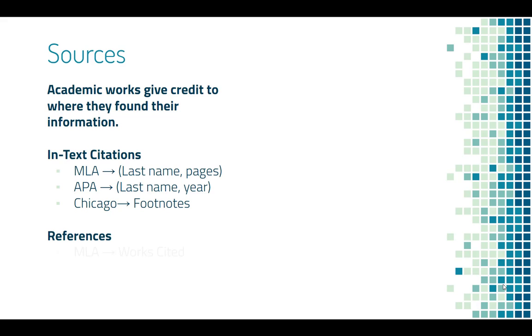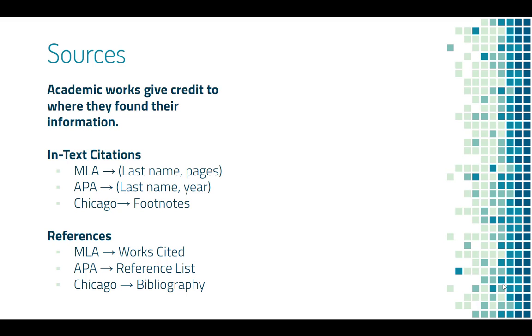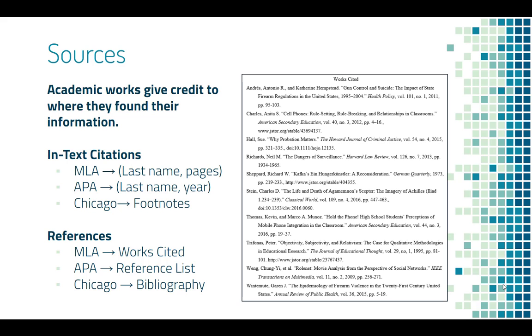We also have end of work references. For MLA, we have a works cited page that is specifically formatted in MLA format. For APA, this is known as the reference list. It is also in alphabetical order, very similar to the MLA, but of course follows APA formatting. And for Chicago, we have a bibliography. Also very similar to the works cited and reference lists of MLA and APA, but following slightly different formatting.